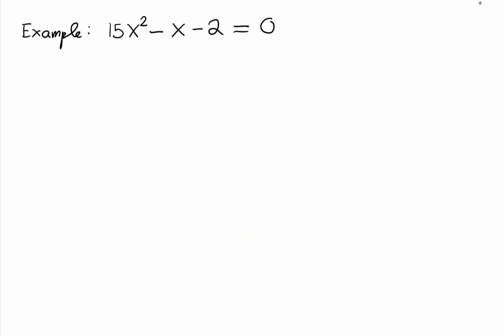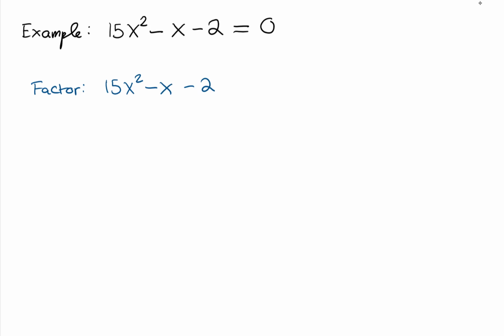In our last example, we have 15x squared minus x minus 2 is equal to 0. It's already equal to 0, so we can use the zero product property. The very first thing I need to do is factor 15x squared minus x minus 2, and I'm going to use the method of decomposition.